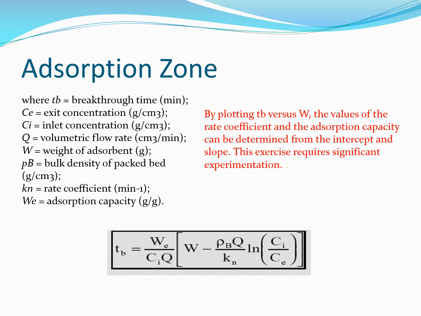And if you further integrate this relation, you get tb equal to (We over Ci Q) minus (rho b over Ci k) ln(Ci over Ce). So here tb is the breakthrough time, Ce is the exit concentration, Ci is the initial concentration, Q is the volumetric flow rate, W is the weight of adsorbent, rho b is the bulk density of the packed bed, k is the rate coefficient, and We is the adsorption capacity. These are some constants.